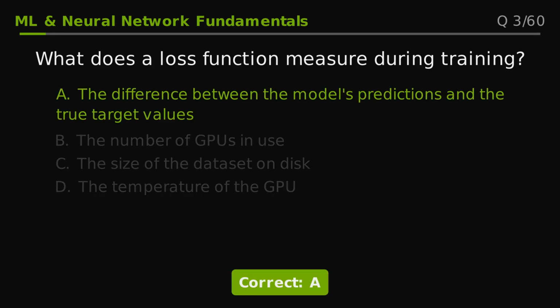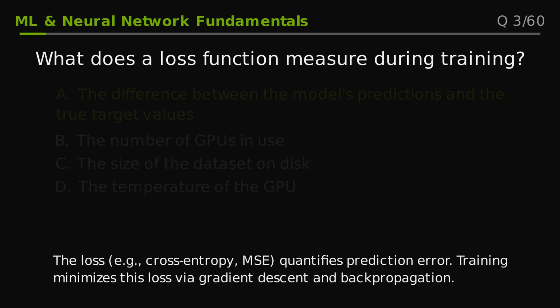The correct answer is A. The loss, for example cross entropy, quantifies prediction error. Training minimizes this loss via gradient descent and backpropagation.